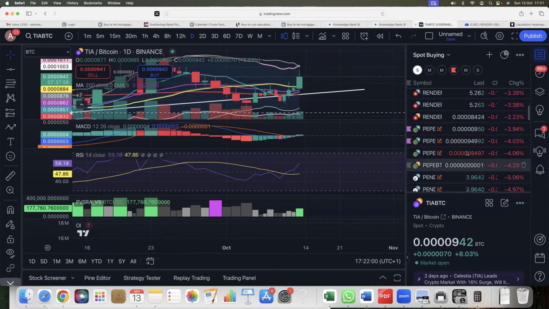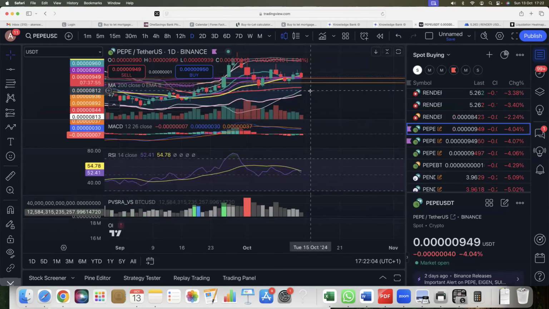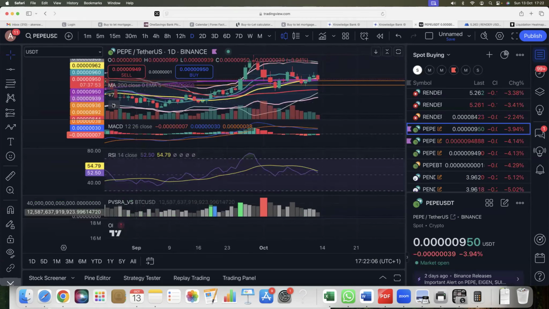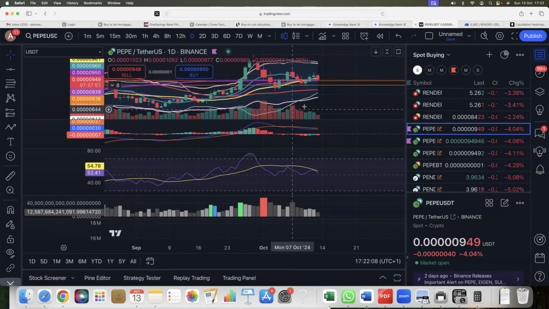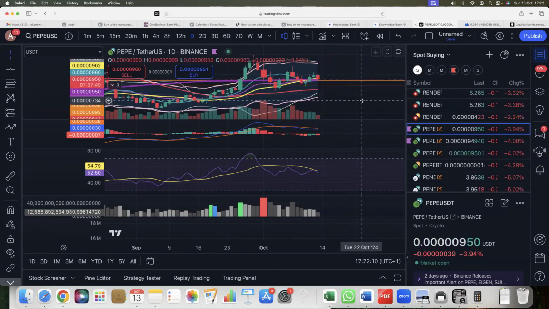So we're done with render. Let's look at PEPE maybe. PEPE, I'm tracking it from a shorting perspective in the future. I think in the future we would want to short PEPE when we get to the top, but we're nowhere near there. But I think we'll review it on a week-by-week basis.